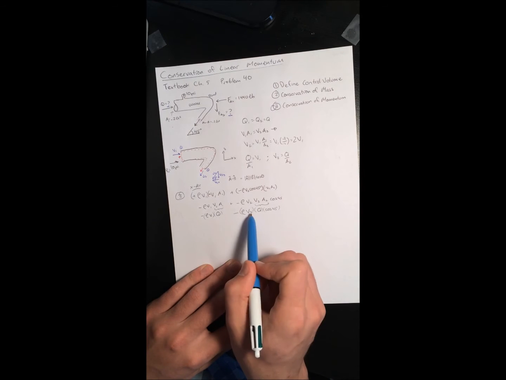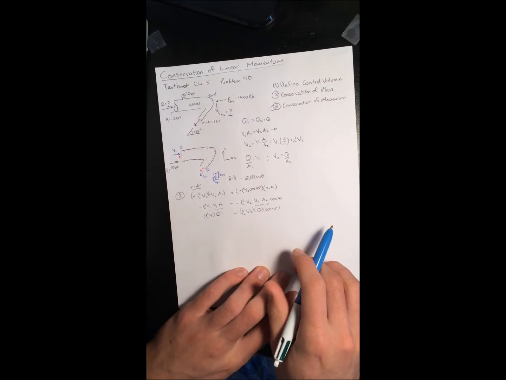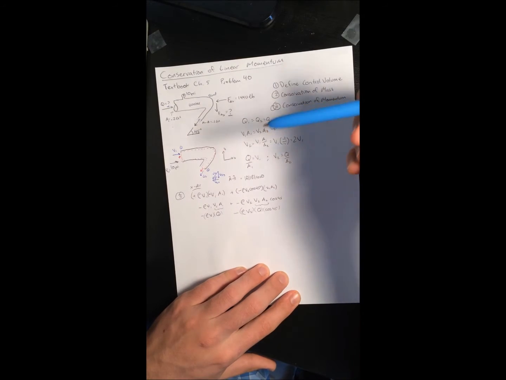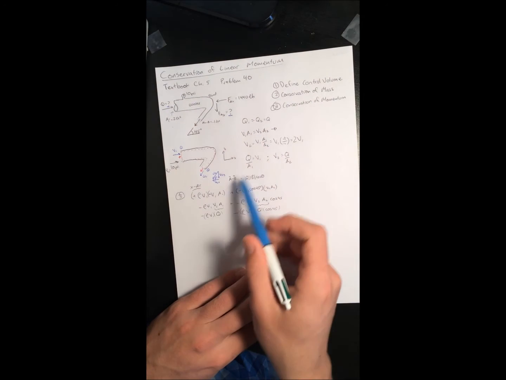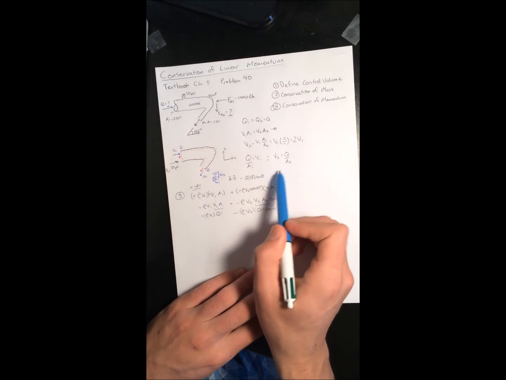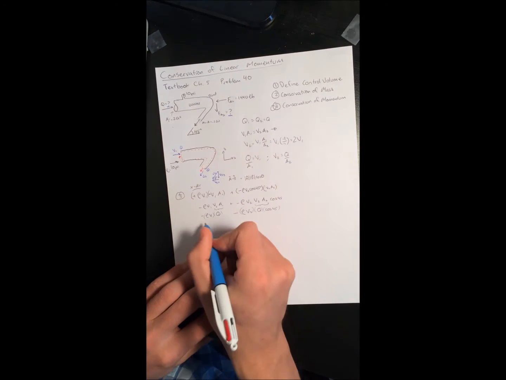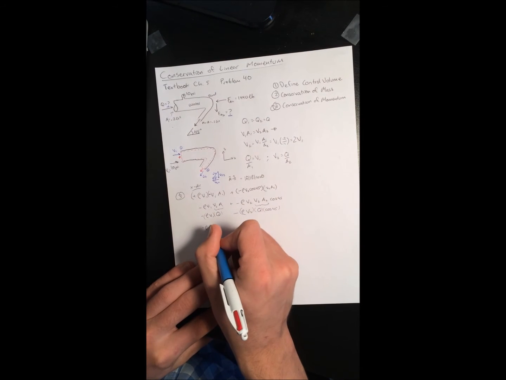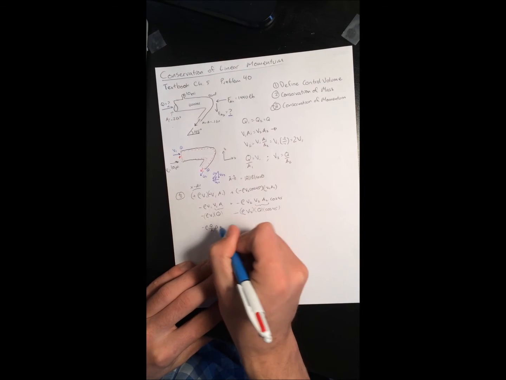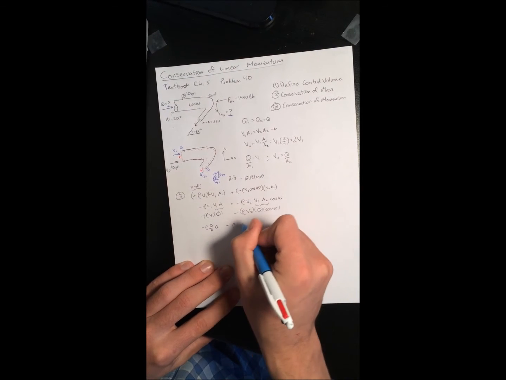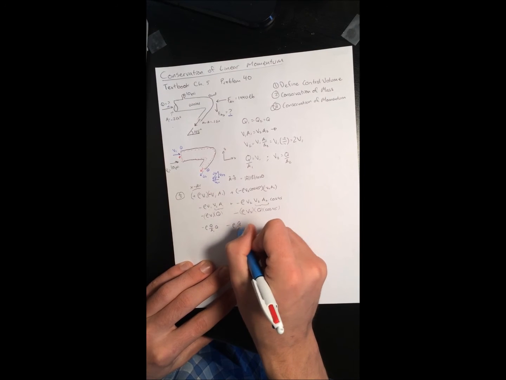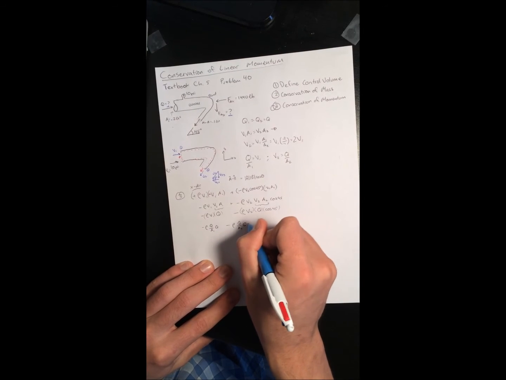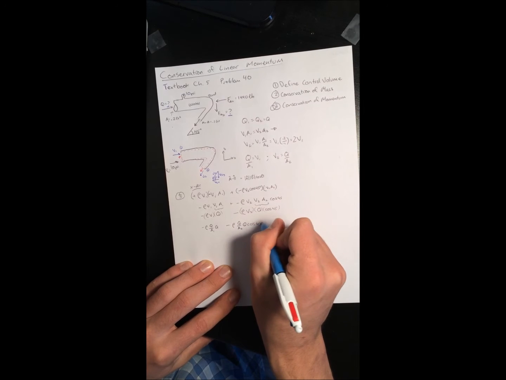I don't know q or v1 or v2, so I need to write them all in terms of the same one. And let's write them all in terms of q, since q is what I'm looking for. And we said that v1 in terms of q is q over a1, and v2 in terms of q is q over a2. So now we have negative rho v1 is q over a1, q, minus rho v2, we said was q over a2, q cosine of 45 degrees.